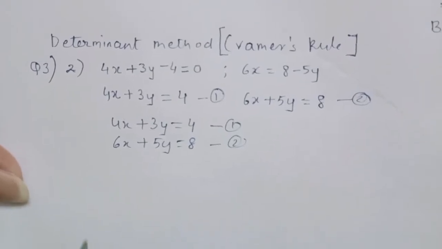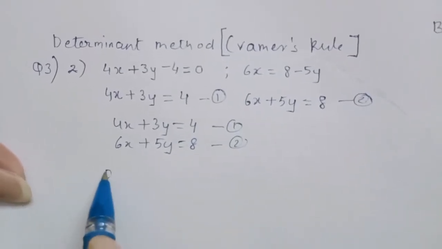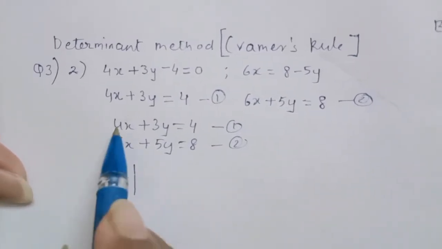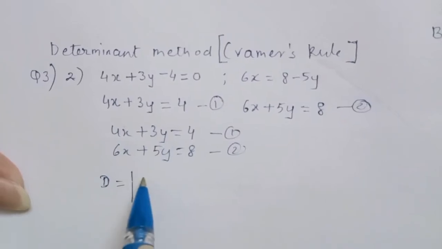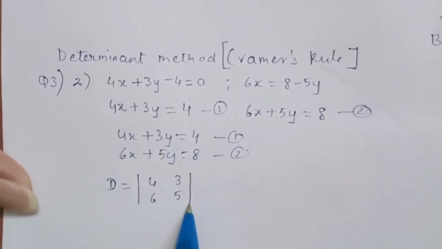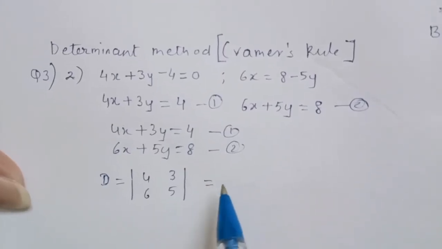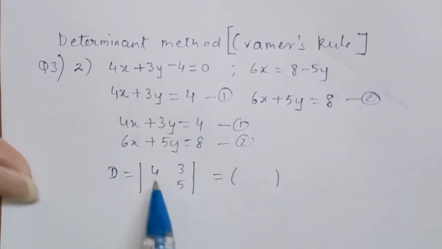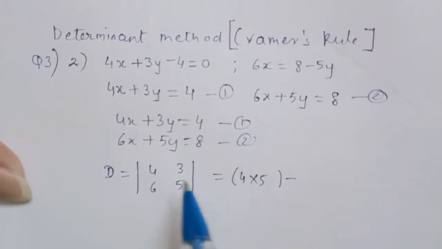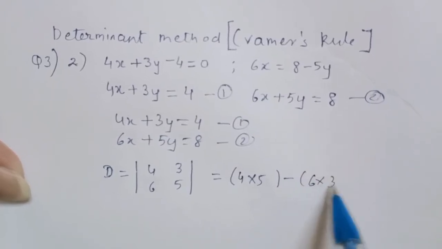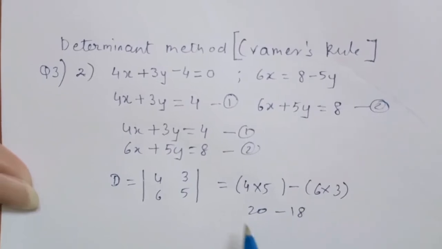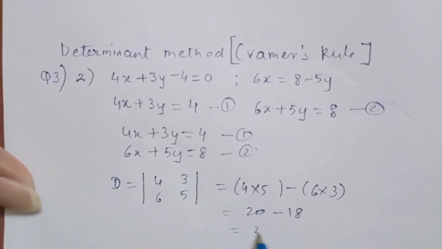So let us find determinant d. I told you how to find determinant d. Take the determinant of 4, 6, 3, 5. I have already explained how to solve it, but I am solving it here also. 4 into 5 in one bracket, subtract 6 into 3 in another bracket. So 4 5s are 20, minus 6 3s are 18. 20 minus 18 is 2.